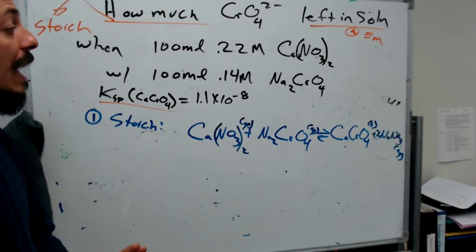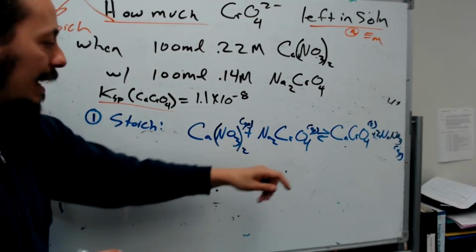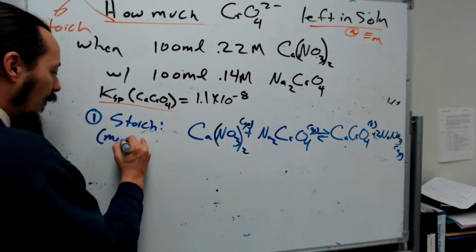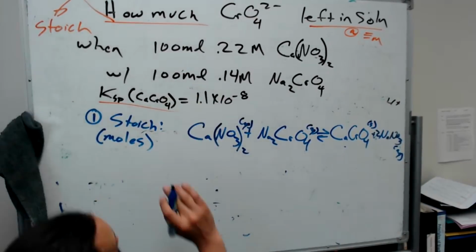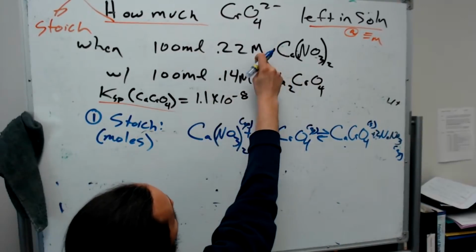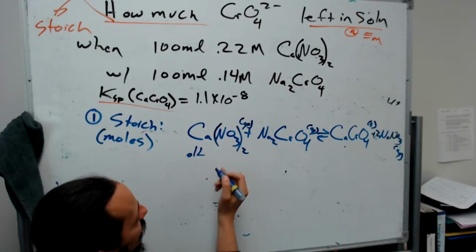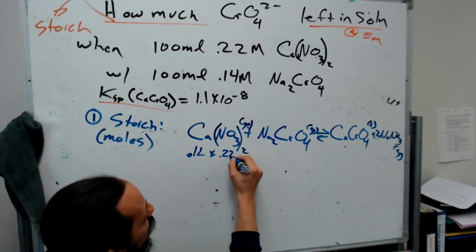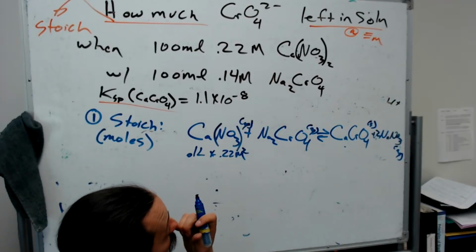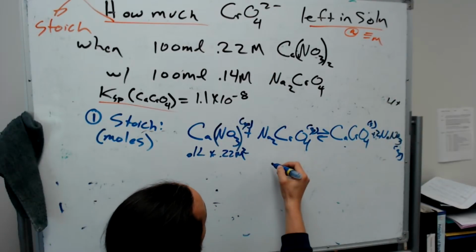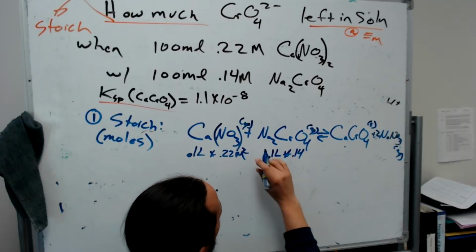So in the first step, we're just looking at the fact that we have reaction. So we're going to be doing all of this in terms of moles. So I'm going to start, and I'm just going to say, how do I convert this amount of calcium nitrate to a number of moles? I'm going to have 0.1 liters times 0.22 molarity. How do I convert this amount of sodium chromate into moles? I'm going to have 0.1 liters times 0.14.